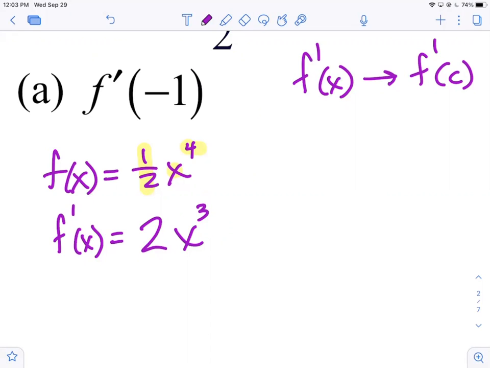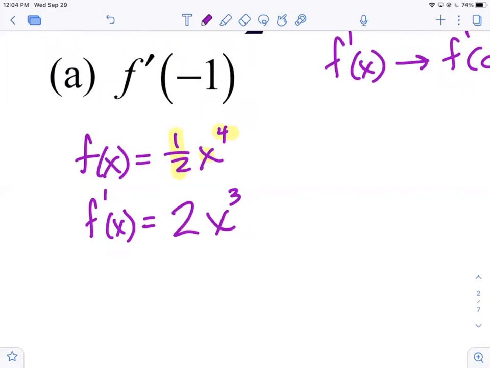All right. Now, notice it's kind of interesting, right? The derivative of a quartic is a cubic. The derivative of a cubic would be a quadratic. The derivative of a quadratic would be linear. Interesting. Well, that makes sense. The power rule, right? The derivative is always 1 degree smaller. Cool. All right, let's try f prime of -1 then.